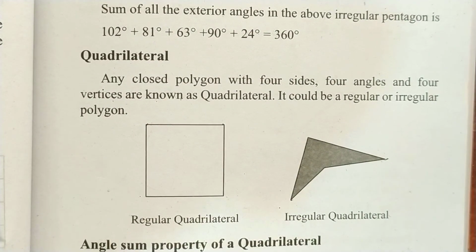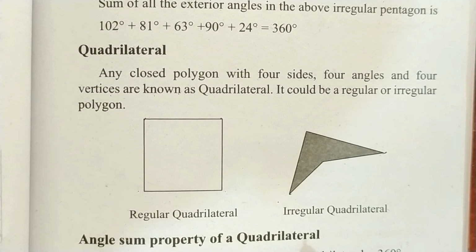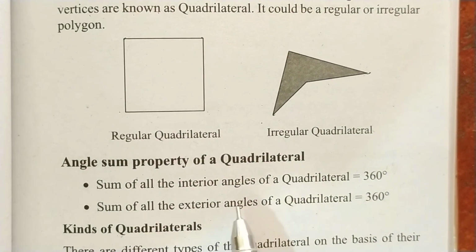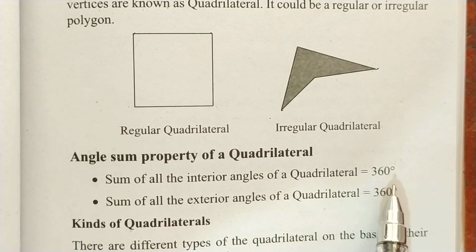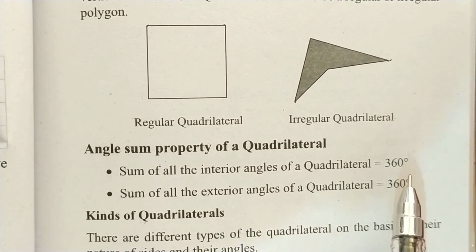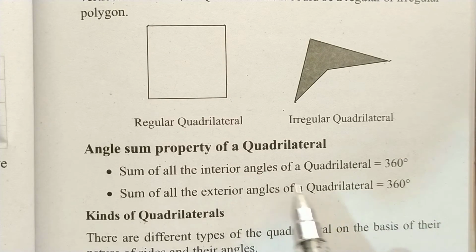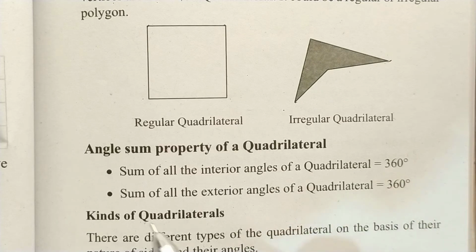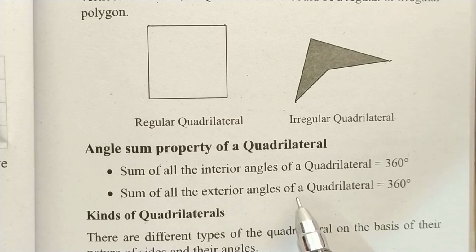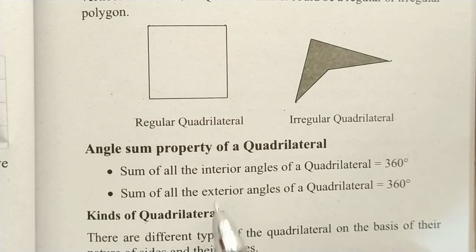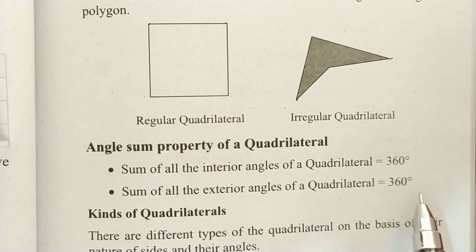Angle sum property of a quadrilateral. This is very important. The sum of the interior angles of a quadrilateral is 360 degrees. Interior means inside angles. The sum of all the exterior angles of a quadrilateral is also equal to 360 degrees. Sum of all interior angles inside is 360 degrees. Sum of all the exterior, outside angles is equal to 360 degrees.